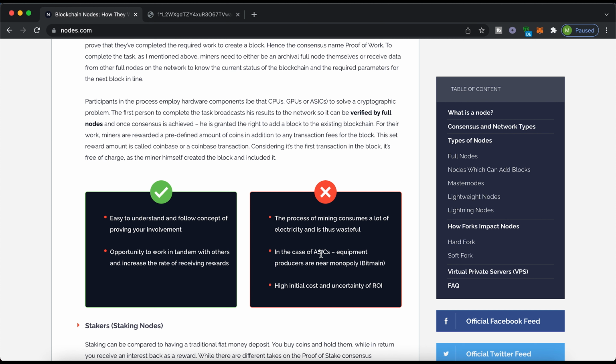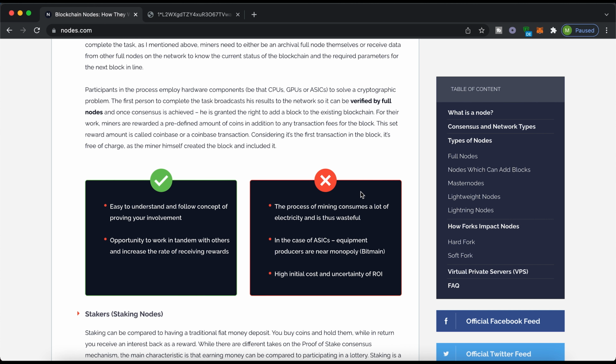In the case of ASIC, equipment producers are near monopoly. I'm not too sure what that is, but they also have a high cost for an uncertainty of return on investment. So it costs a lot to get the computers so you can be mining, and you're not 100% sure how much you would be getting back, because as you know, cryptocurrency is very unpredictable, and prices could shoot up and shoot down.